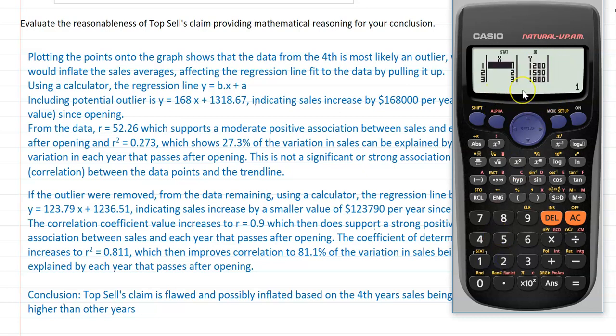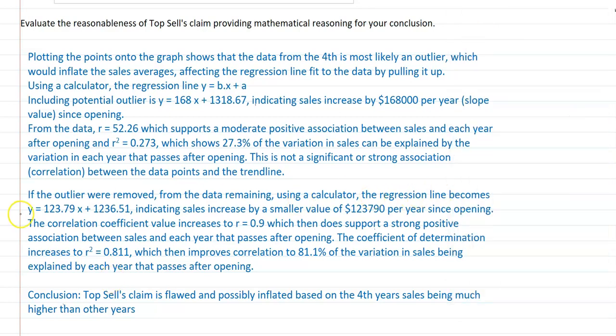option 2. If you go down and just press delete, it'll delete that one. Okay, and again, you can pop out the regression line, so the new y-intercept value, the new slope value, which is of interest to us, and the new R value, so 0.9-ish. Okay, so the regression line becomes y equals 123.79x plus 1236.51. So interestingly, the slope value becomes a smaller value of 123,790 sales per year since opening.